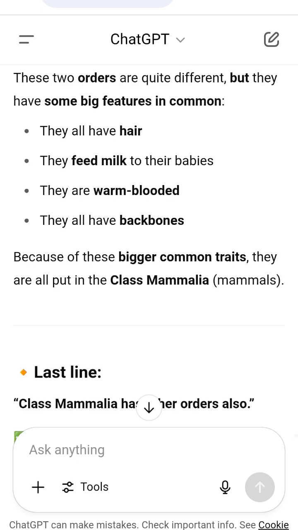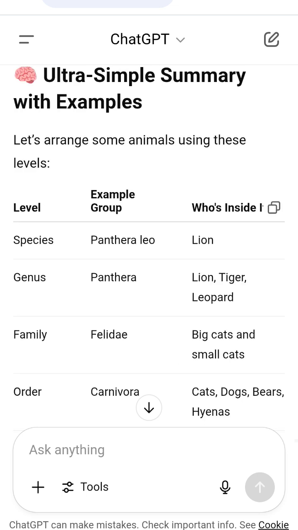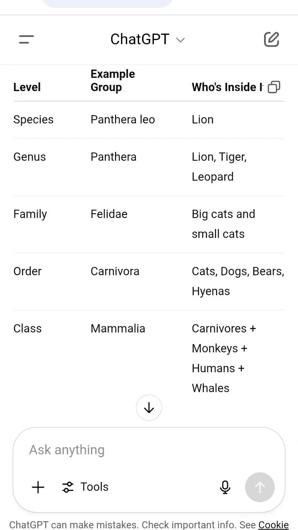Final takeaway: an order is like a big team of families that share some traits. A class is an even bigger team of orders that share broader traits. As you go up, species, genus, family, order, class, the members become more different, but they still share important connections.